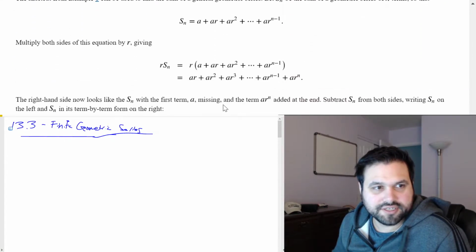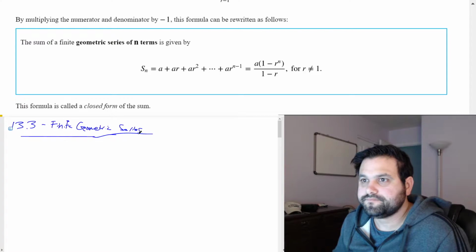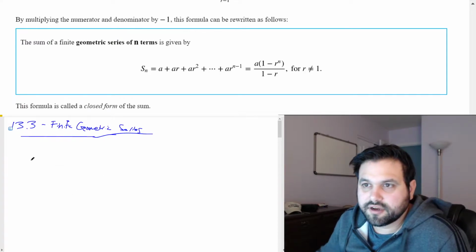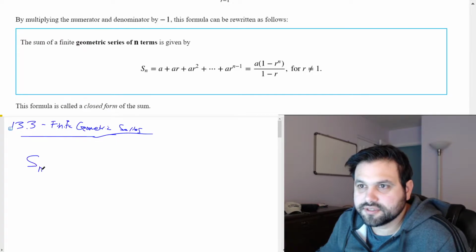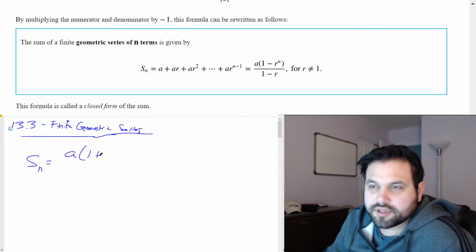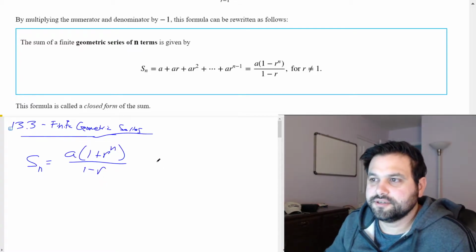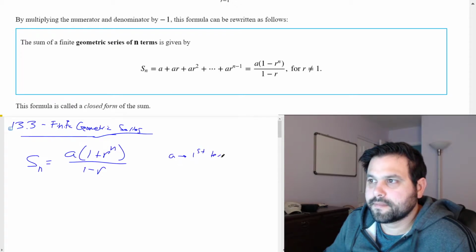The formula that we actually need for this is going to be right here. The sum of a finite geometric sequence, so the series, is a times 1 plus r to the n, all divided by 1 minus r. So a couple things to keep in mind here. a is the first term, and r is the multiplier, or the common ratio, and n is the number of terms.